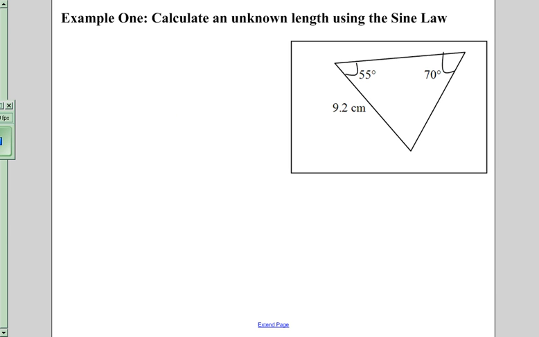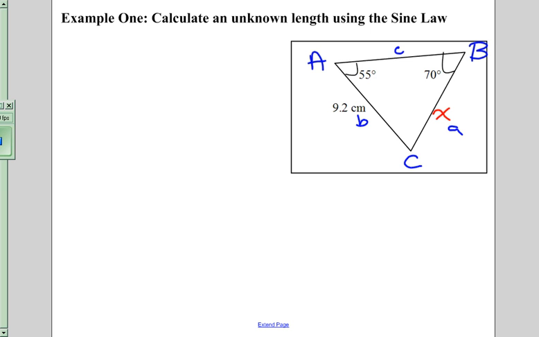Okay, let's look at an example. Now, in this example, it says to calculate an unknown length using sine law. So let's make our x value the one down here. So it's easiest if you use the law by labeling the triangle. So in this case, we could say this is angle A, angle B, angle C, making this little a, little b, and little c.